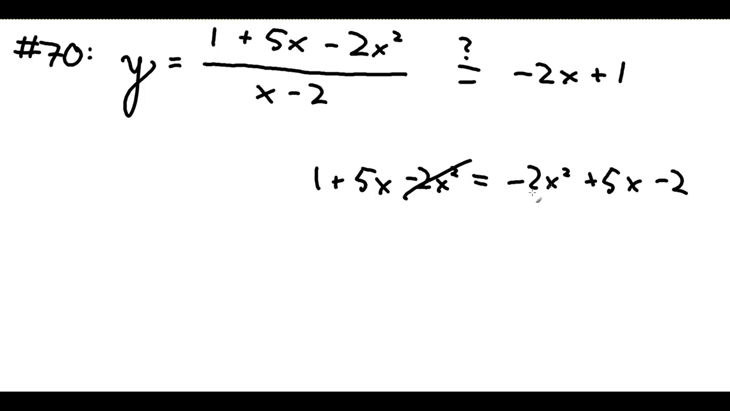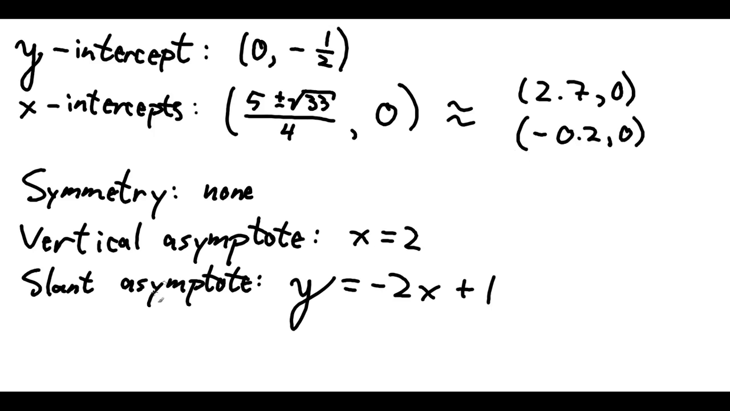We can add 2x squared to both sides. We can subtract 5x from both sides. And we know that 1 is never equal to negative 2. This equation is always false. So our original function is never equal to the function we found as the asymptote, so it does not intersect. By which I mean that the graph of the original function does not intersect the graph of this slant asymptote. So that's good to know.